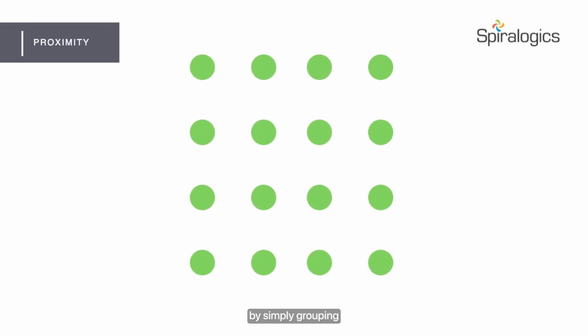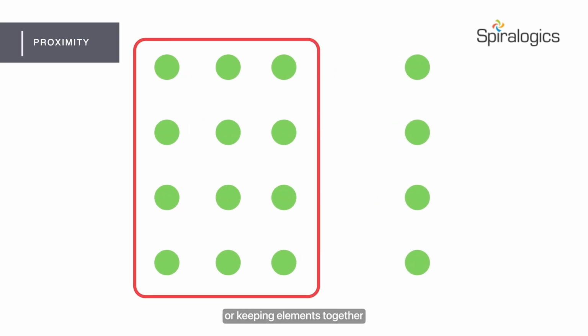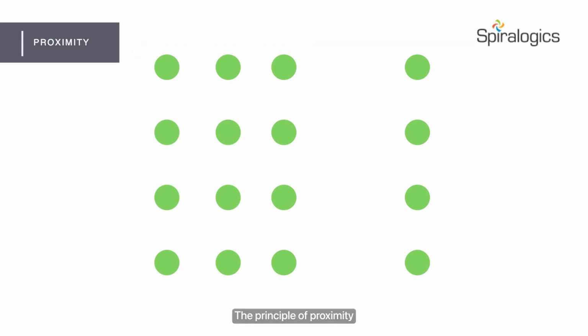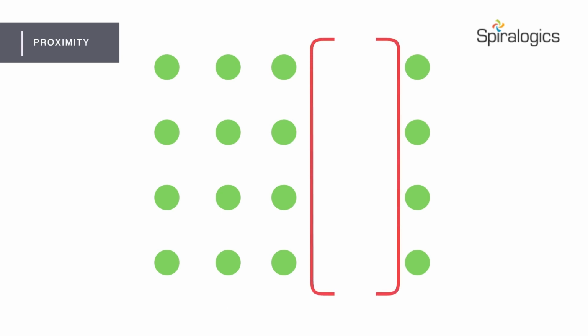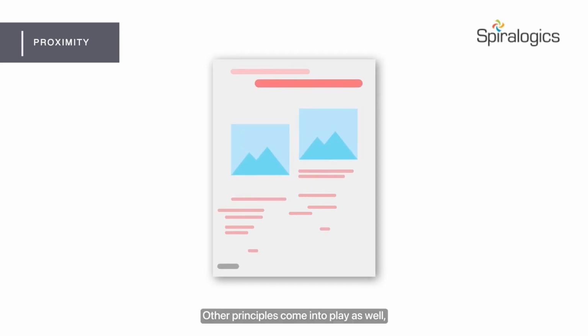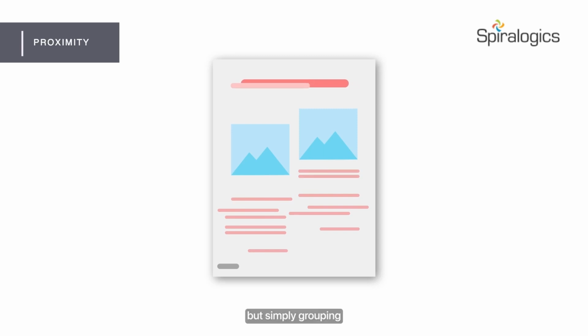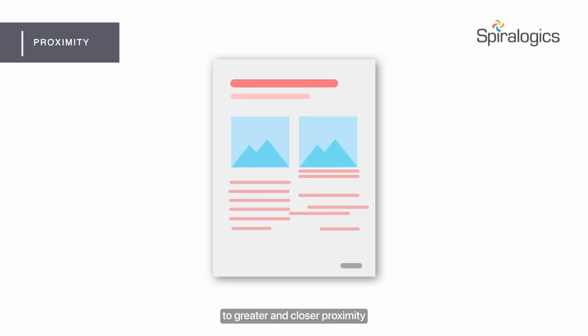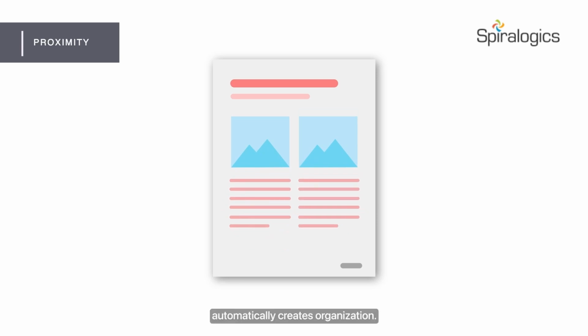P for proximity. Proximity means to organize by simply grouping or keeping elements together which are related. Closeness implies a relationship. The principle of proximity helps you to focus on space and what it can do for communication. Its basic purpose is to organize. Other principles come into play as well, but simply grouping related elements together into closer proximity automatically creates organization. If the information is organized, it is more likely to be read and more likely to be remembered.